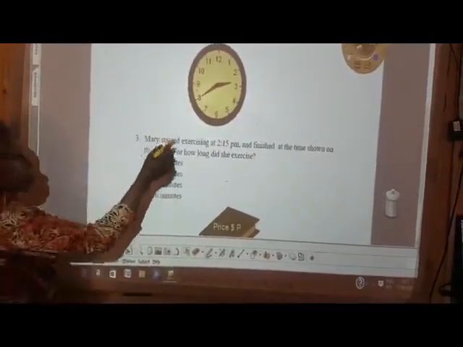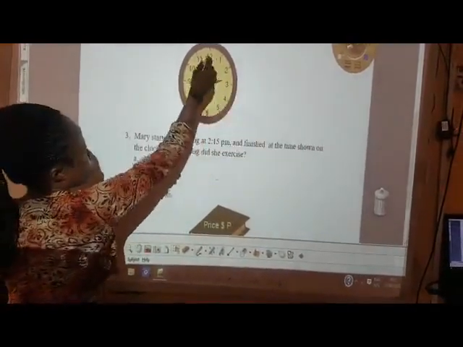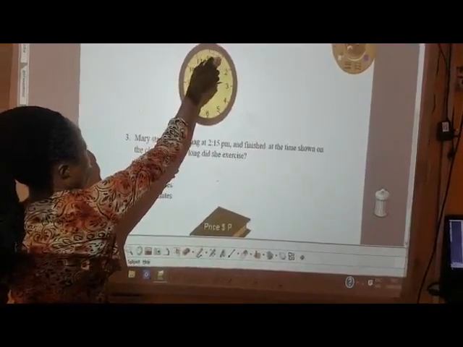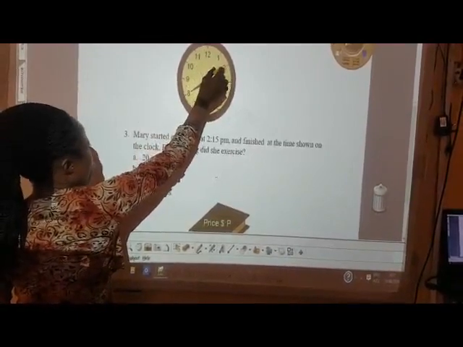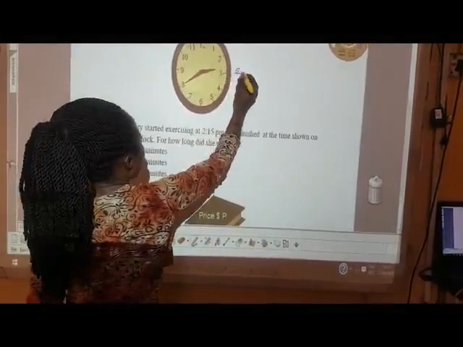Now, let's say this is 2:15. Where is 2:15? You start counting from here. The difference between this place and this is 5 minutes. That one represents 5 minutes, 2 is 10 minutes, then 3 is 15 minutes. So this is 2:15.